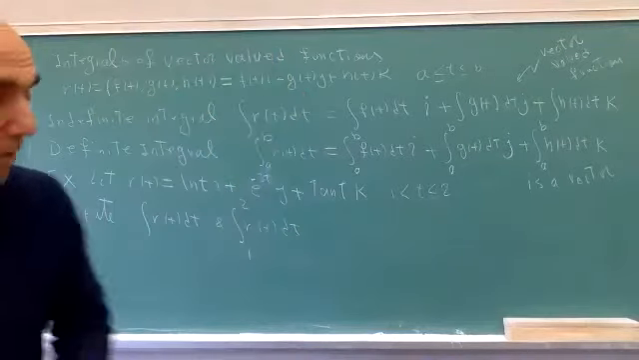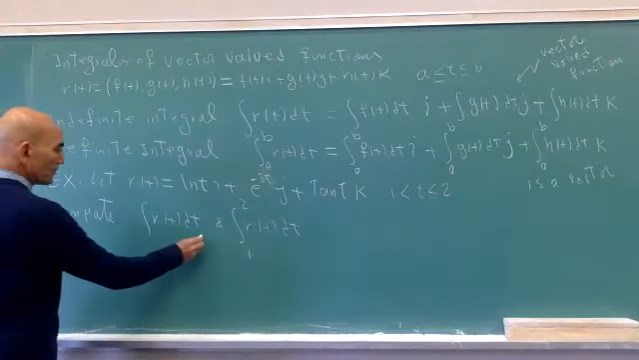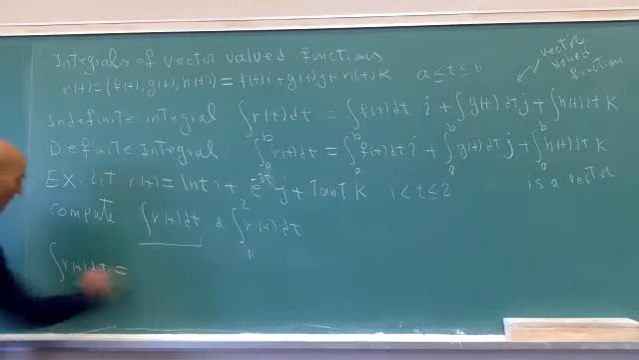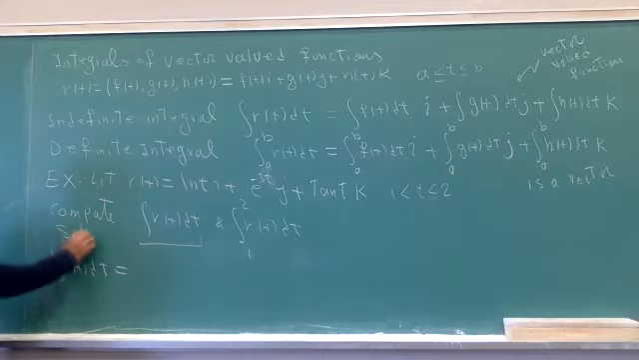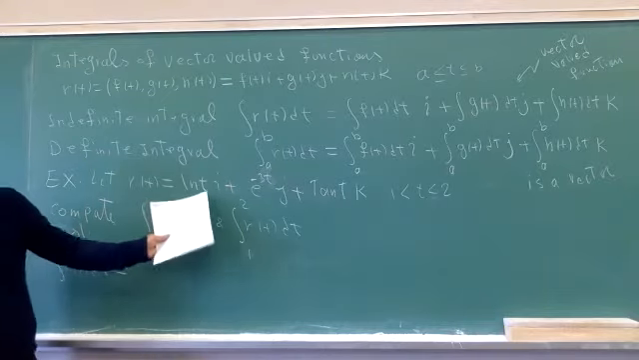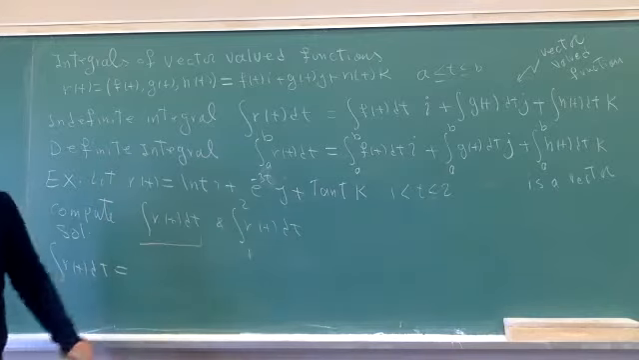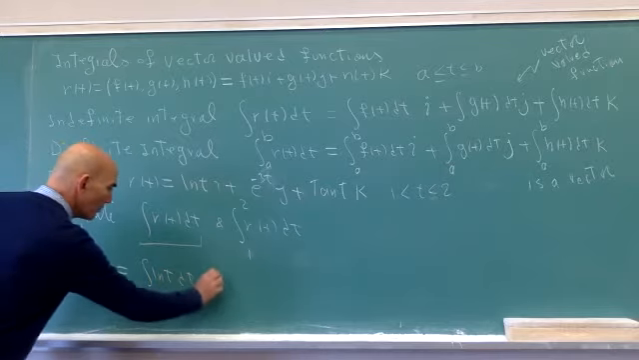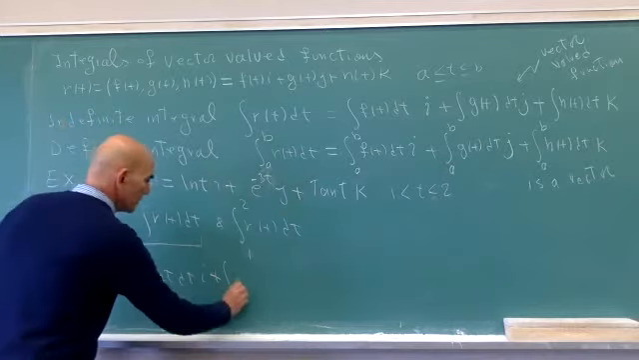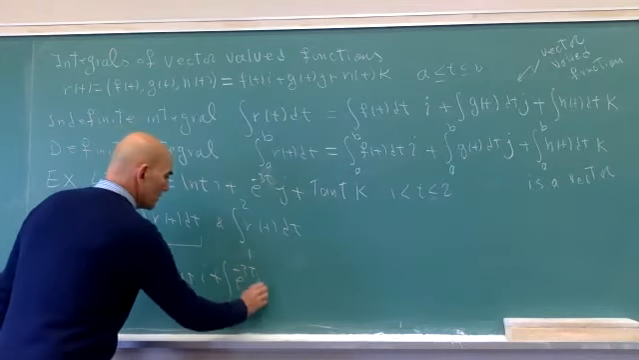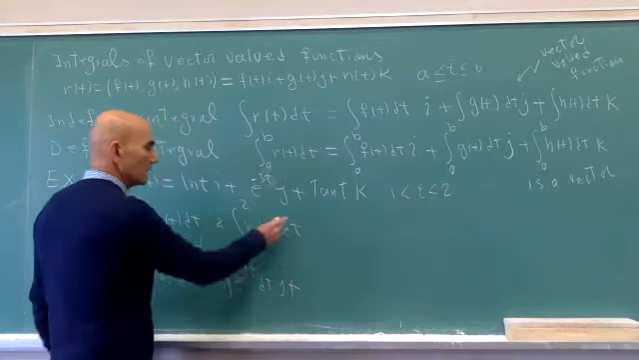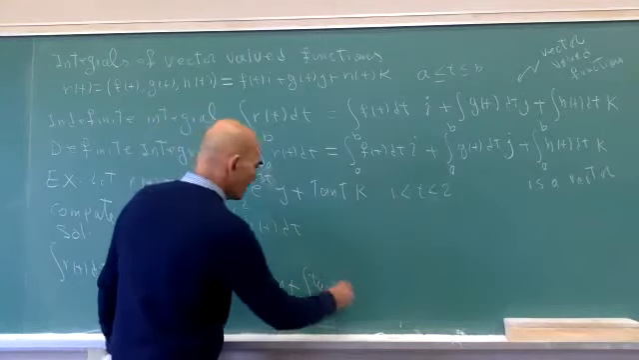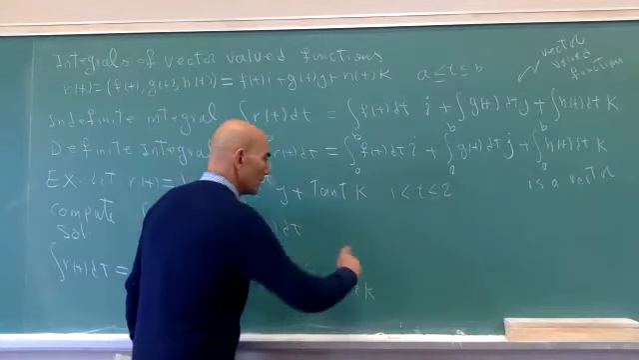Okay, so let's do this first one. What is the integral of r of t dt? This is the solution then. We are supposed to integrate term by term. So this is equal to the integral of ln t dt i plus the integral of e to the negative 3t dt j plus the integral of tan t dt k.